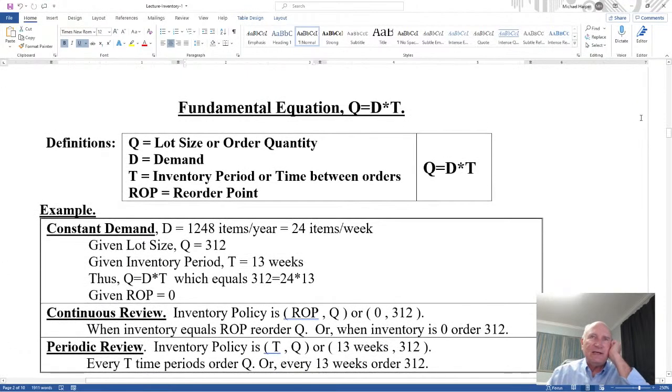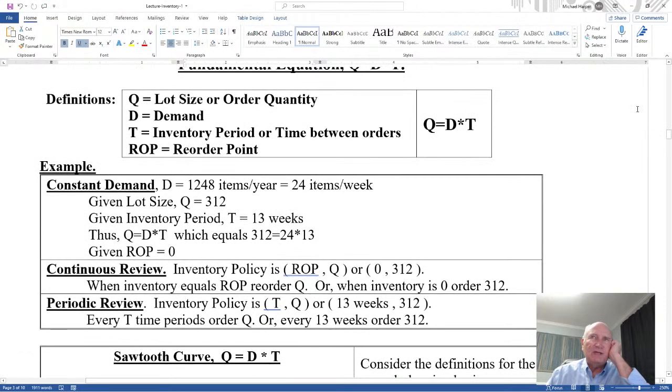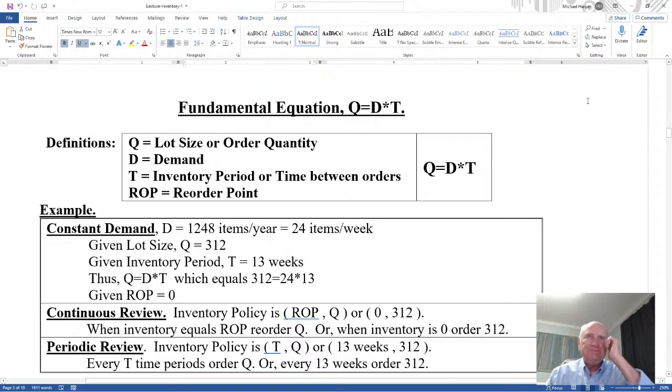Okay, let's get into the details. Fundamental equation, fundamental relationship of inventory theory.